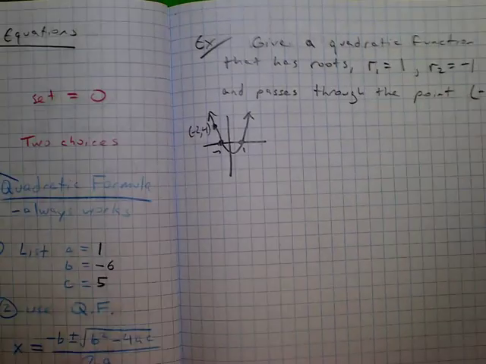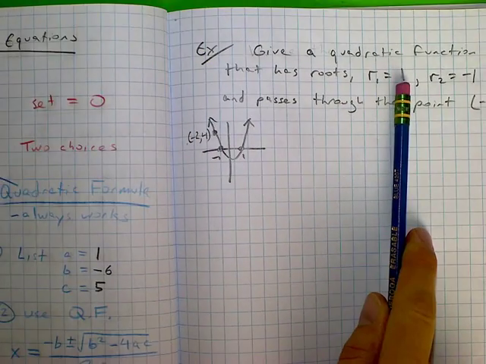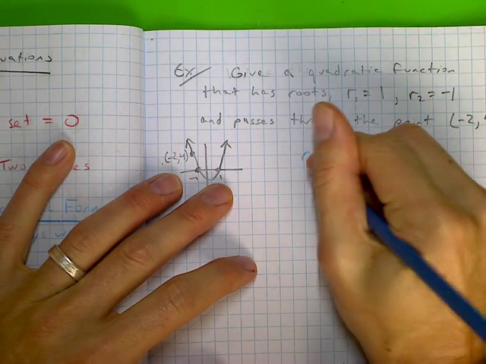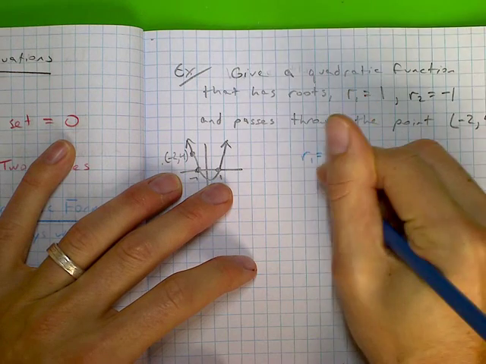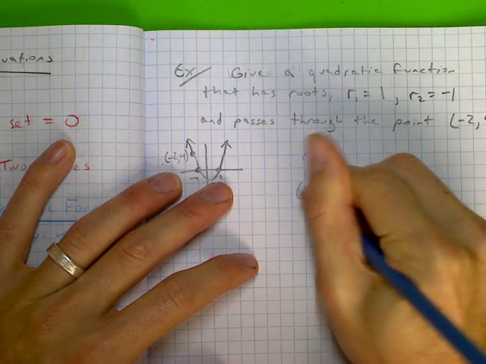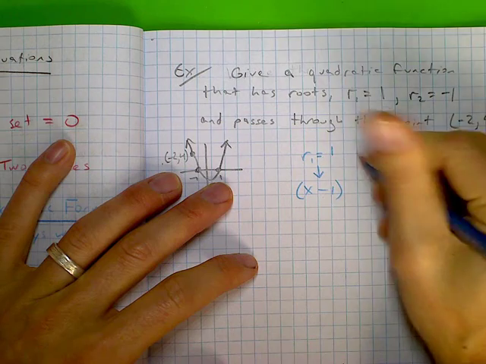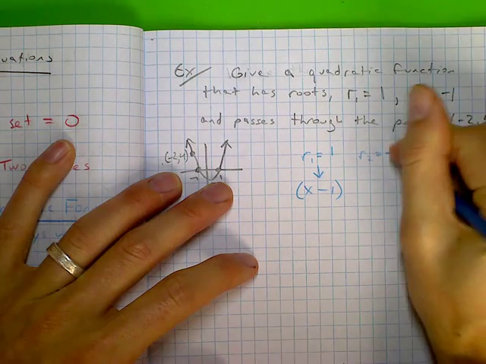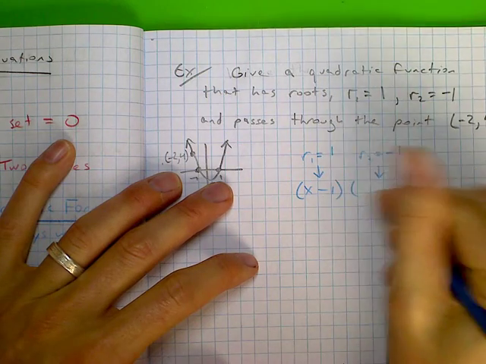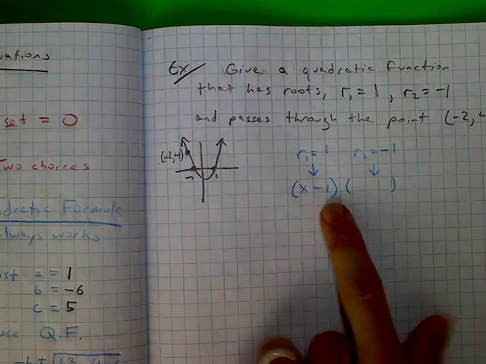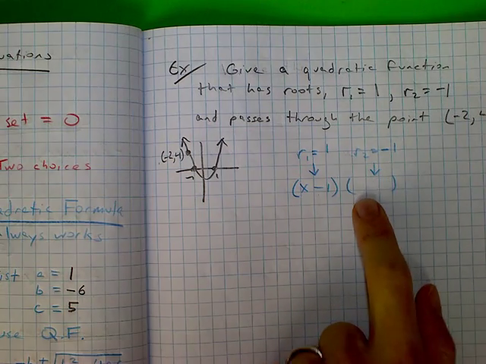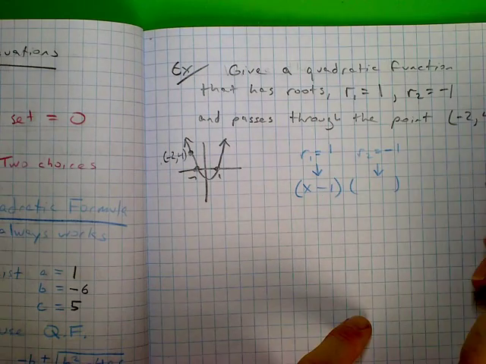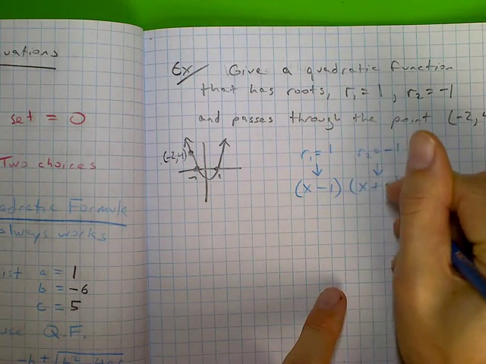Okay, so what factor would give me a root of 1? The first root is 1. That means I'm going to have x minus 1. And then the other root is -1. What factor would give me a 0 of -1? Yeah, that would be x plus 1. Okay.